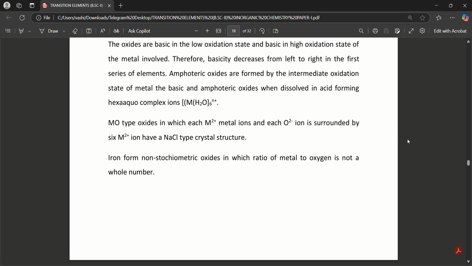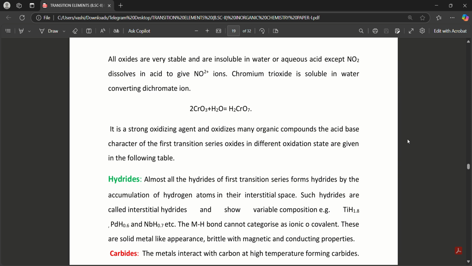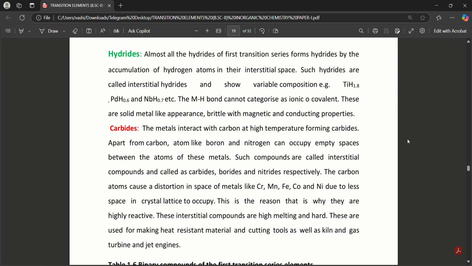Iron forms non-stoichiometric oxides in which the ratio of the metal to oxygen is not a whole number. All oxides are very stable and are insoluble in water or aqueous acid, except TiO2, which dissolves in acid to give TiO2 positive ions. Chromium trioxide is soluble in water, converting to dichromic acid: 2CrO3 plus H2O gives H2Cr2O7. It is a strong oxidizing agent and oxidizes many organic compounds. The acid-base character of the first transition series oxides in different oxidation states is given in the following table.